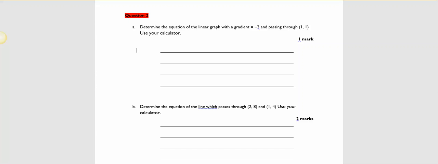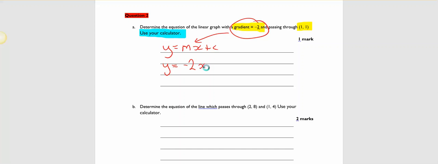So in question 2, we're asked to determine the equation of a linear graph with a gradient of -2 that passes through (1, 1). And the hint here is to use your calculator. We could do this two ways. The first thing we need to know is y equals mx plus c. The gradient is -2. So straight away we know that the equation is going to be -2x plus c. But that's what we know straight away.